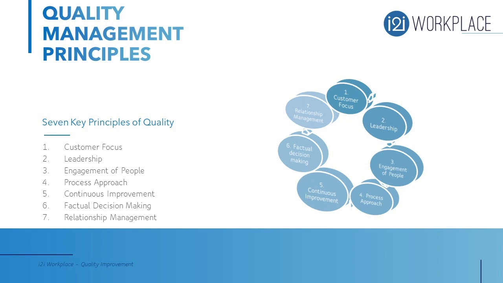effective leadership skills. Number 3 is engagement of people, and ensuring that all teams are engaged actively in resolving issues for customers. The process approach would be to look at things from a statistical process and continually improve those processes. Number 6 is factual decision making. Not making decisions based on your gut reaction, but looking at the facts, evidence, and data. And number 7 is relationship management. Making sure that your suppliers, vendors, and third parties are as aligned with your goals as your employees are.